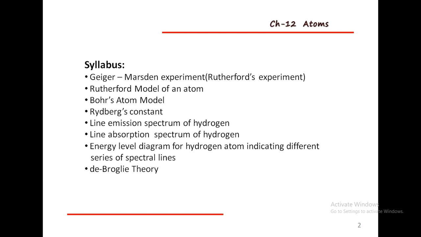After that, Rydberg constant, then line emission spectrum of hydrogen, line absorption spectrum of hydrogen, and the energy level diagram for the hydrogen atom, indicating different series of spectral lines, and de Broglie theory.